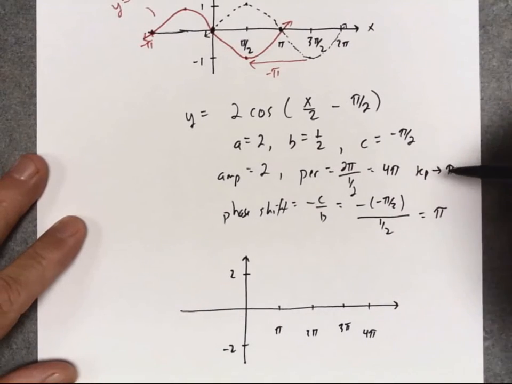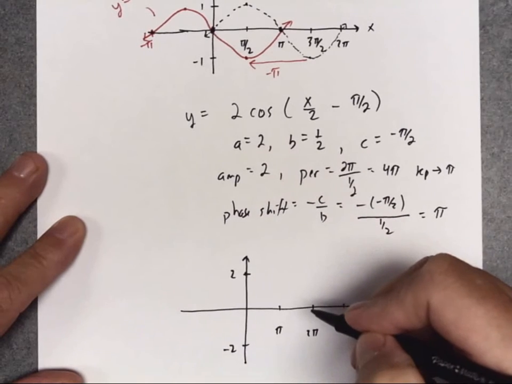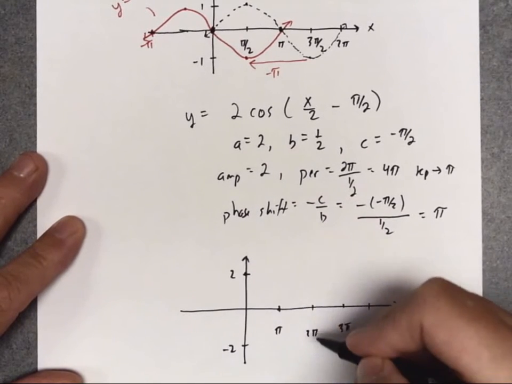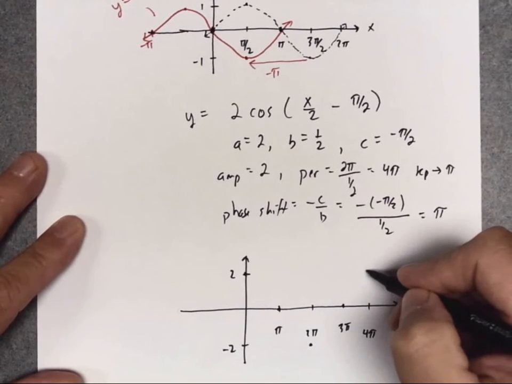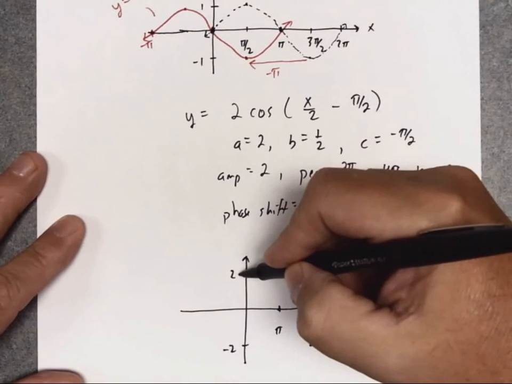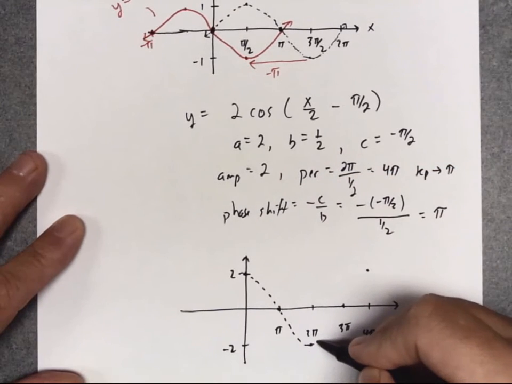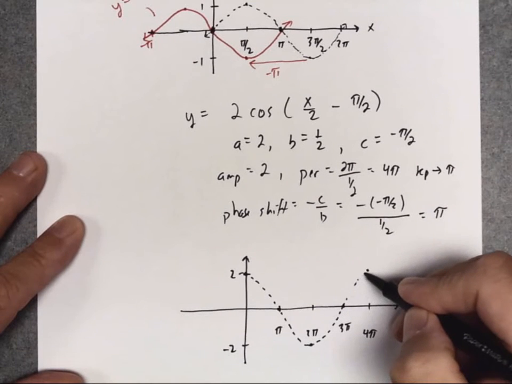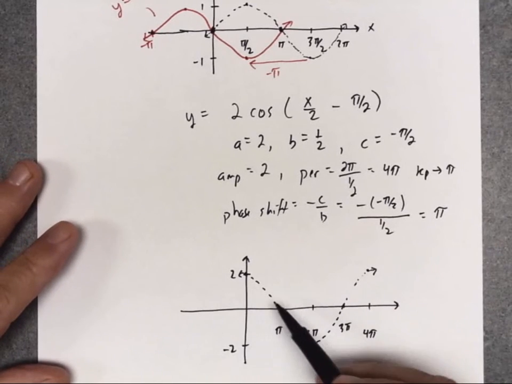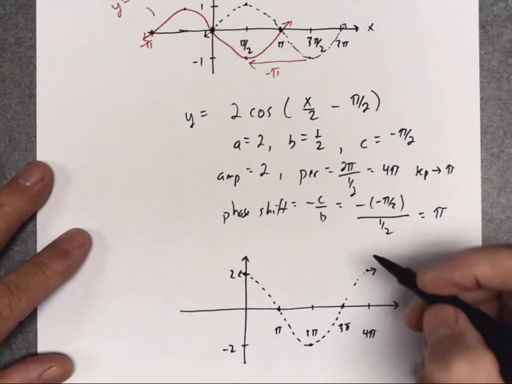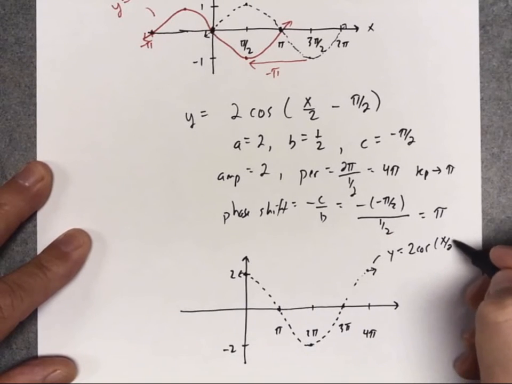So amplitude's 2, period's 4 pi, it's a cosine. Cosine starts high, and it goes down to 0. At 2 pi, it's at its minimum, then back to 0. So if I do a dashed line sketch, since this is not my final graph, right here is actually the graph of 2 cosine of x over 2. I'd say that's the graph y equals 2 cosine of x over 2.